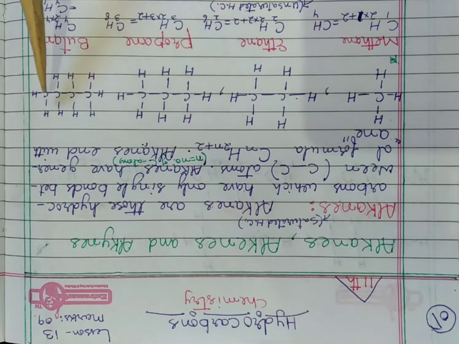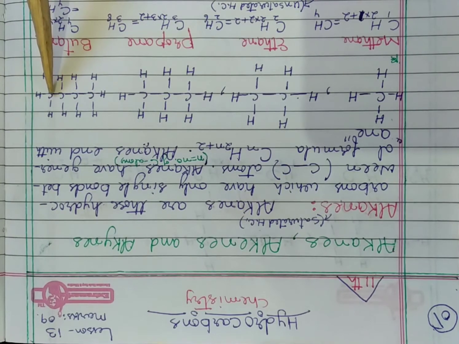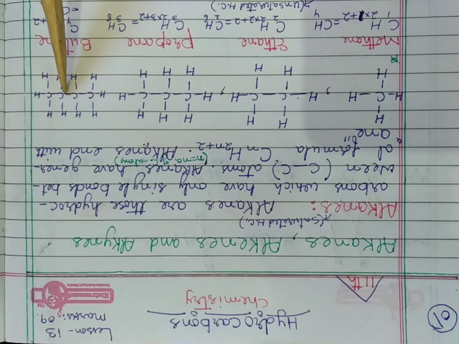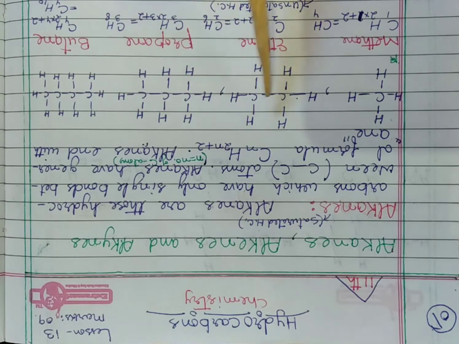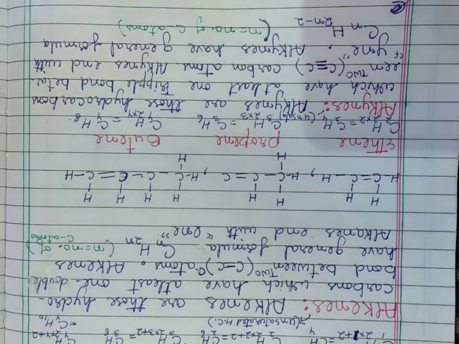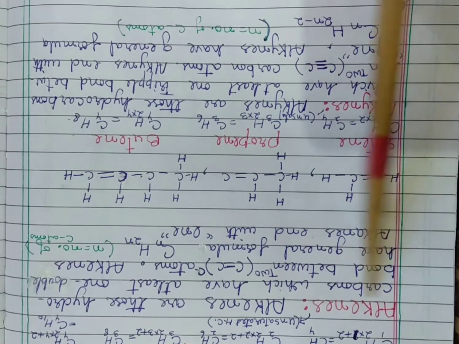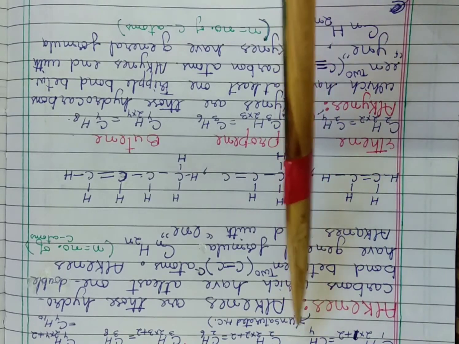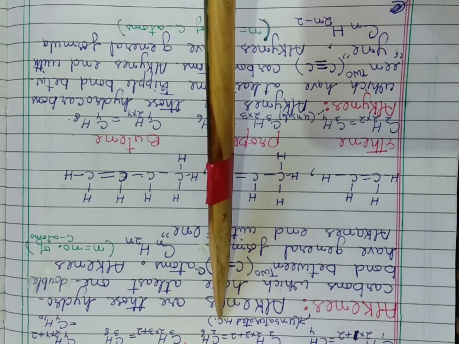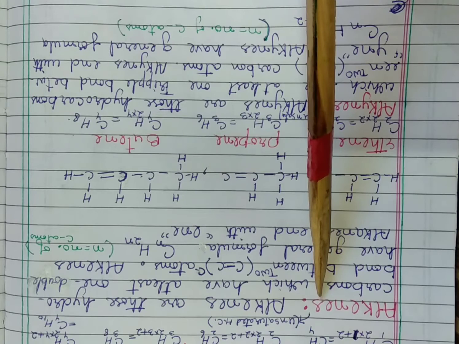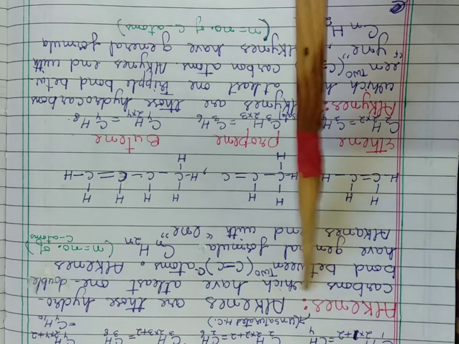You can see in alkanes there's only and only single bond between carbon atoms. Dear students, next is alkenes. Alkenes and alkynes are also called unsaturated hydrocarbons.